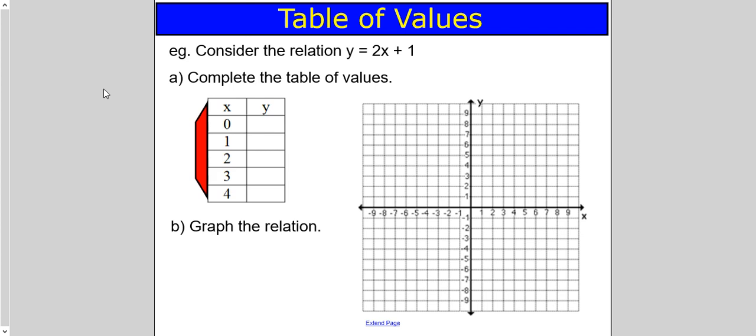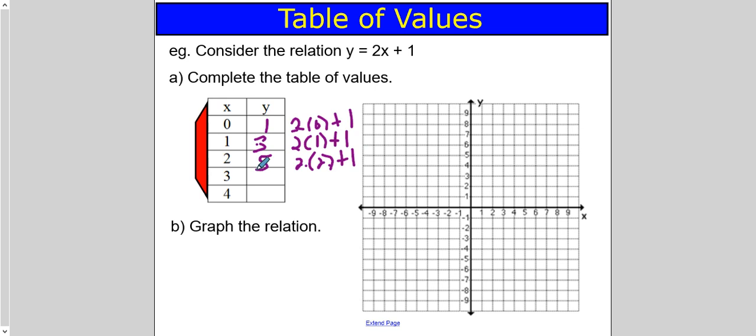So for example, for 0, if I have 2, so let me just grab my pen here. If I have 2 times 0 plus 1, that would give me 2 times 0, which is 0. 0 plus 1, which is 1. So my y value would be 1. If I plug in a 1, I get 2 times 1 plus 1. 2 times 1 is 2, and 2 plus 1 is 3. And then 2 times 2 plus 1. 2 times 2 is 4, plus 1, which is 5.